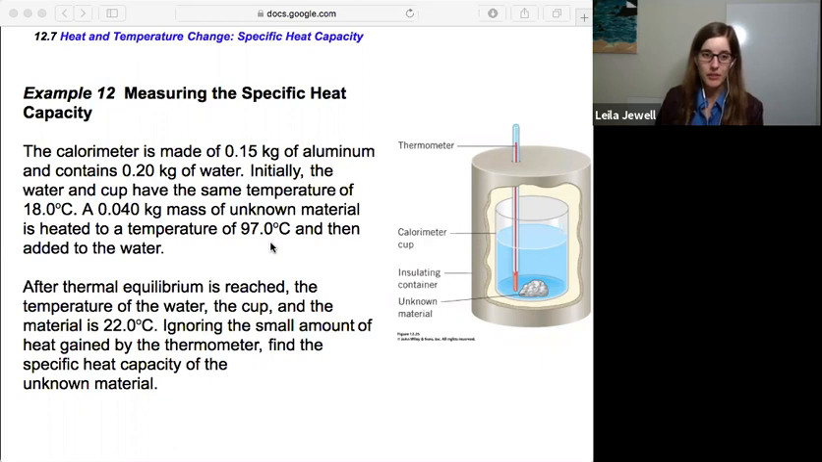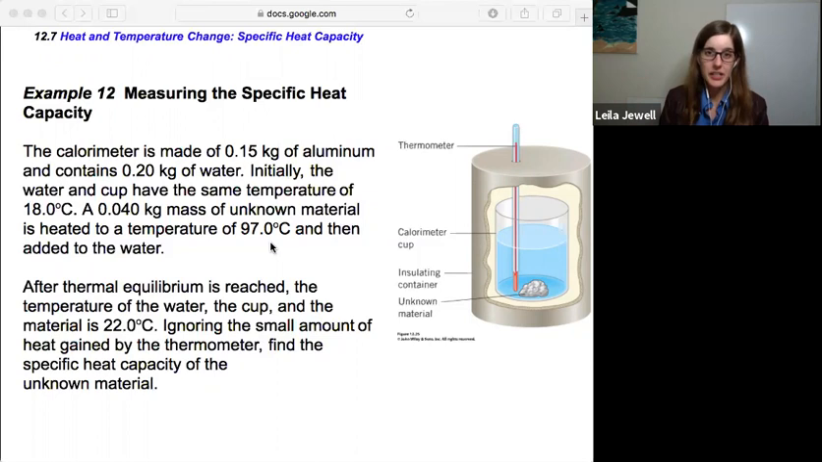Ignoring the small amount of heat gained by the thermometer, find the specific heat capacity of the unknown material. All right, so in approaching this, we want to go back to that heat gained is equal to heat lost equation. So first we want to ask, what is gaining heat here?